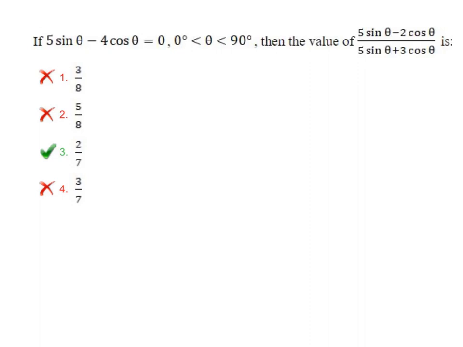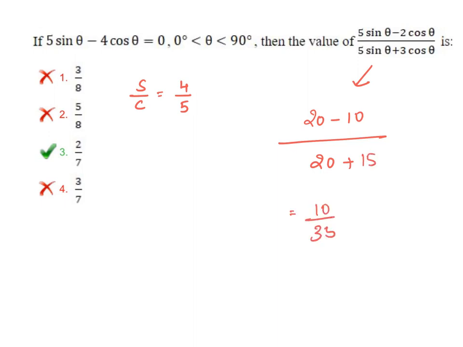If 5 sin theta minus 4 cos theta is equal to 0, then the value of that expression is what he is asking you. We know sin/cos is equal to 4/5. It's a homogeneous expression, so substitute it directly. 5 into 4, 20. 2 into 5, 10. 5 into 4, 20 plus 3 into 5, 15. Therefore, 10/35. Cancel it in the 5 table. 2/7.